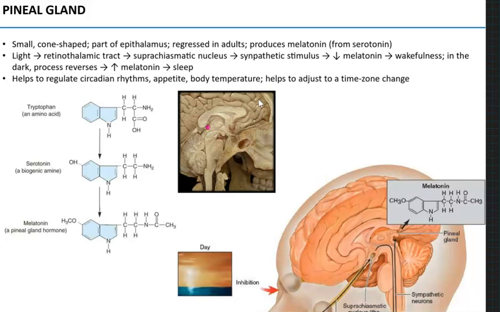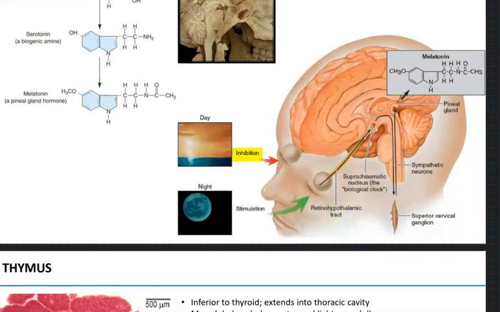Pineal gland. Part of the epithalamus, okay, produces melatonin. Melatonin regulates your sleep cycle. It's not the only regulator though, but it synchronizes your sleep cycle because when it is light, melatonin production is inhibited, so you're not sleepy. When it is dark, melatonin production is increased and you're sleepy. It is not a sleeping pill.